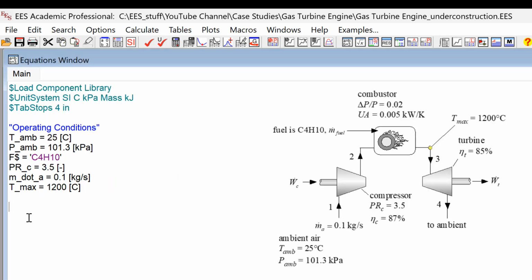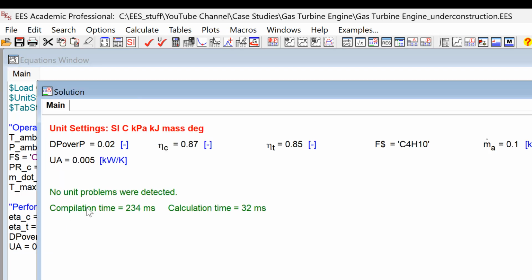I'm then going to set the performance parameters. So we said here that the compressor efficiency is 87%, the turbine efficiency is 85%, and the combustor pressure loss is 0.02 or 2%, and the combustor conductance is 0.005. This has to be in kilowatts per Kelvin to be consistent with my unit system. So let's make sure that solves as well.